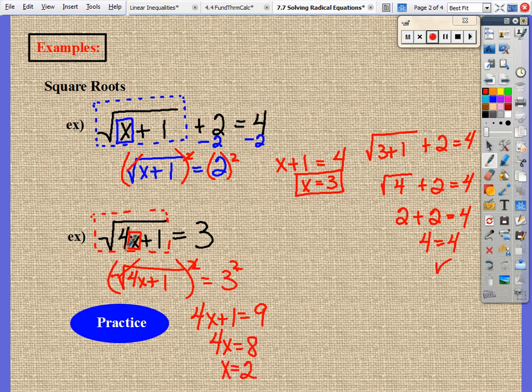Make sure to check your answer. We plug it back in. We get 8 plus 1 inside of the square root equals 3. The square root of 9 equals 3. Sure it does. That's a true statement. So I know it works. So I know that 2 is going to be my answer. A lot of your problems are going to be similar to these, where you have square roots that you're going to need to get and undo.